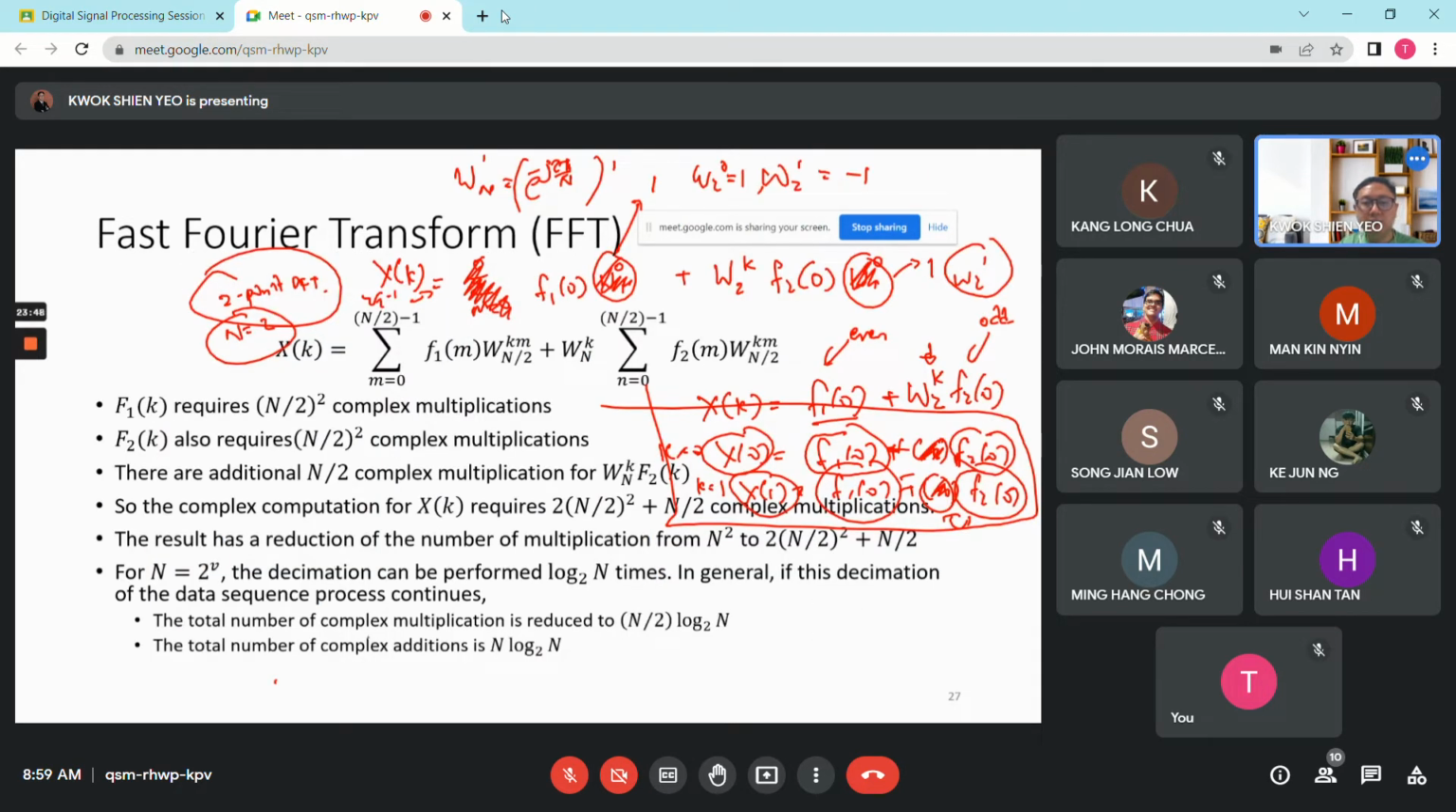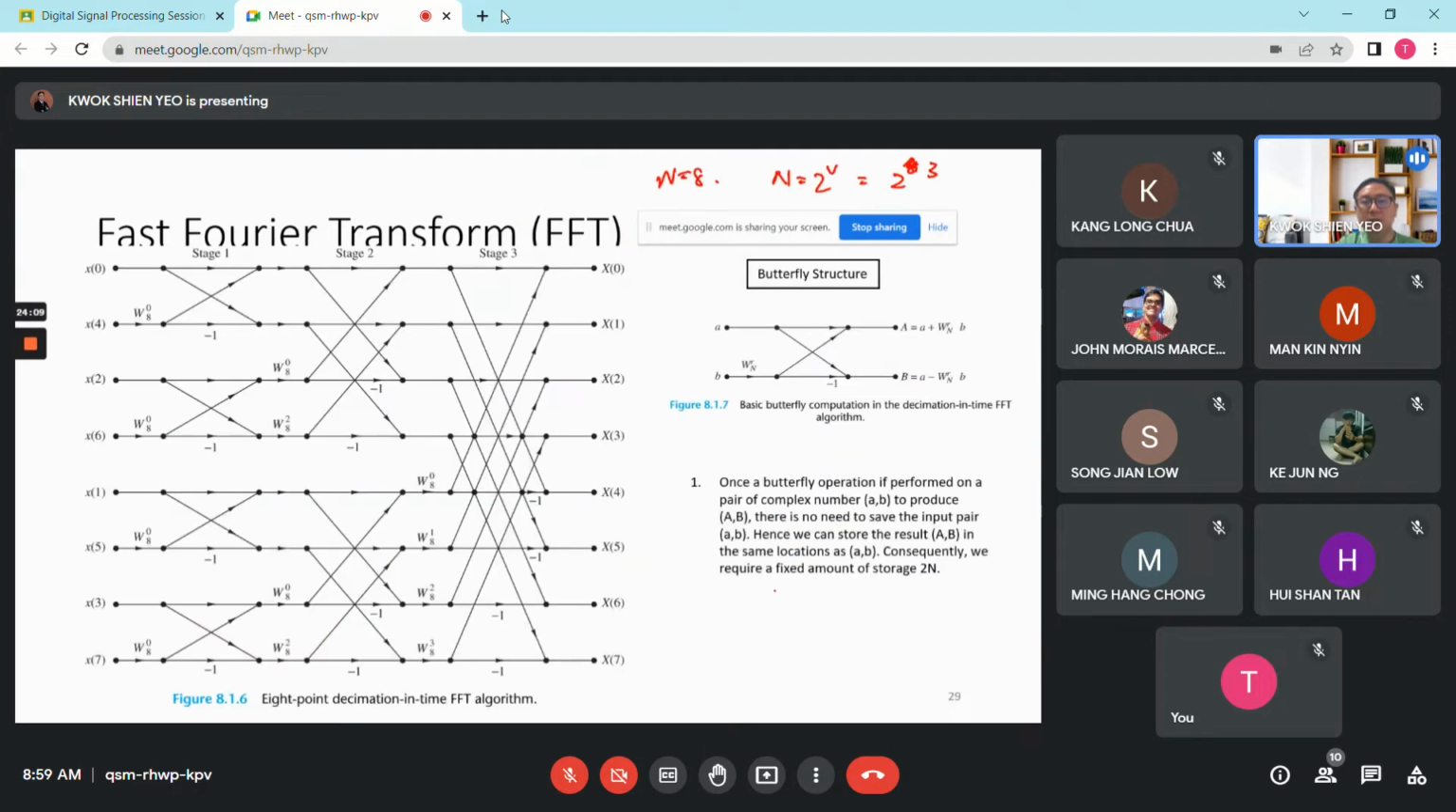The slide here says the total number of complex multiplications is reduced to 12. So if you put in the numbers, let's say N equals to 8, then if you calculate this, you get 12. So the number of multiplications becomes 12, which is very low. So how can it become 12?